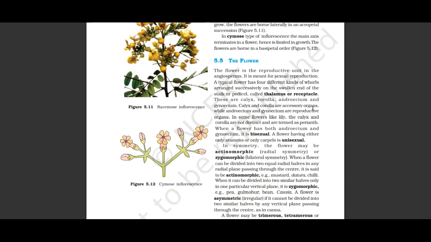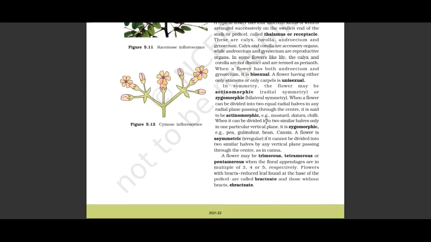Calyx and corolla are accessory organs, while androecium and gynoecium are reproductive organs. In some flowers like lily, the calyx and the corolla are not distinct and are termed as perianth. When a flower has both androecium and gynoecium, it is bisexual. A flower having either only stamens or only carpels is unisexual.